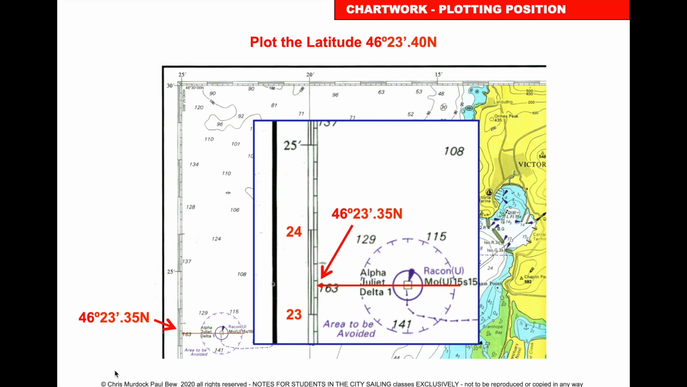So we look at 46 degrees, 23, so we count out from here. So it'll be 20, 21, 22, 23 here, decimal 35. And here it is, 23.2, 0.3, and halfway again, 0.35. Now what I want you to do now is just put a small pencil mark on here.